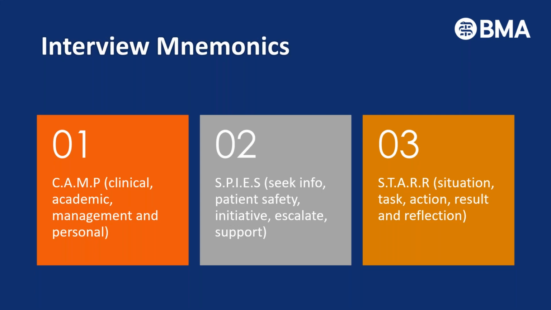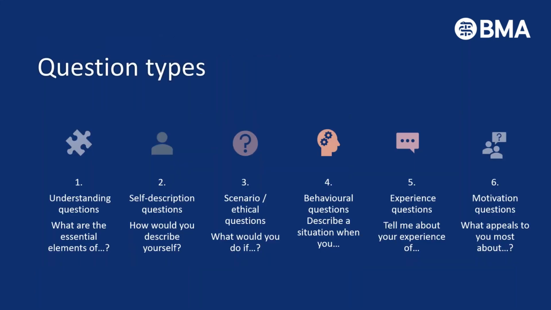The technique is where you seek information, so for example, what would you do to find out everything possible about the situation? Then you think of the utmost importance of patient safety, quality and care. The third part is the initiative side: is there anything I could do myself, and when do I know I need to escalate, and what support do I require? One of the good things is that it helps you have a structure to frame your responses. That's one of the great ways of having different ways of thinking about the interview and the different processes.